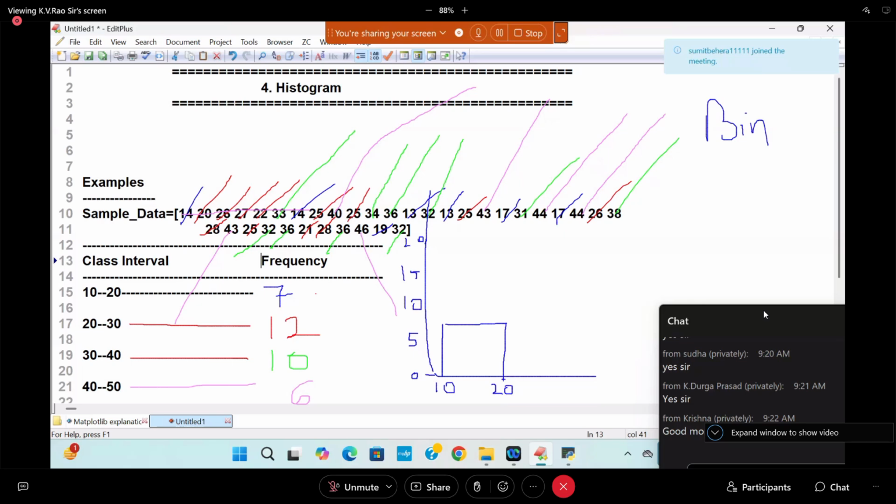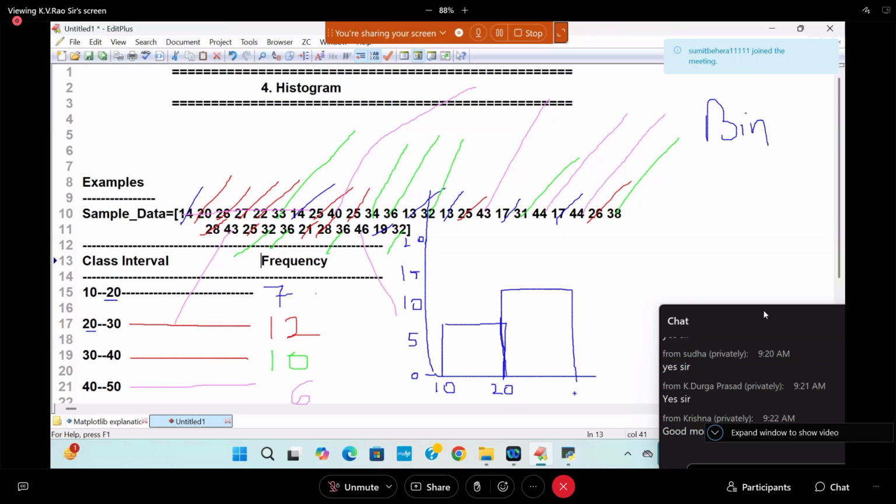A histogram is nothing but a bar graph. But between the bars of a bar graph, some gap is there, and between the bars of a histogram, no gap will be given. It will be taken continuously. Next is 20 to 30. Here 20 was excluded, here 20 is included. What is that now? 12. Same continuation only. I will take it as 12, approximately like this.